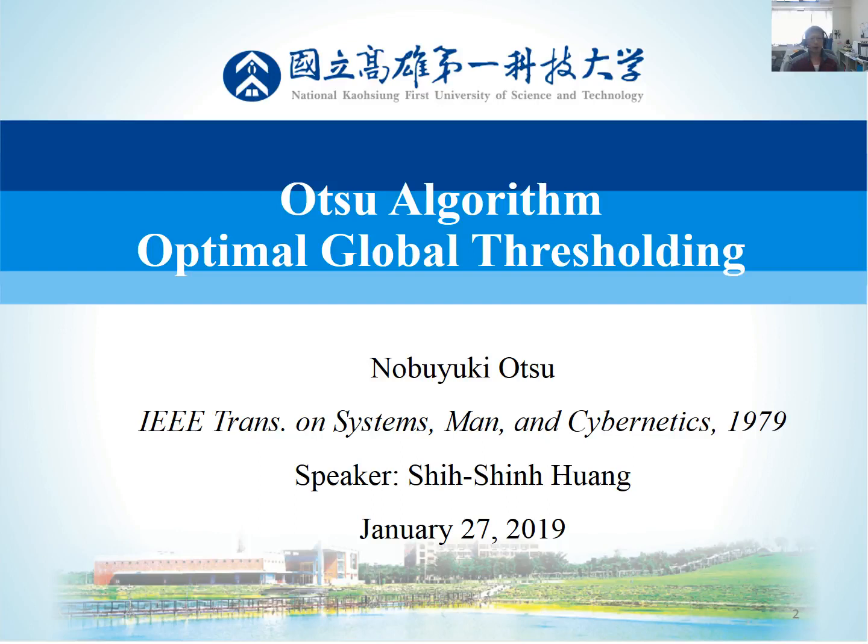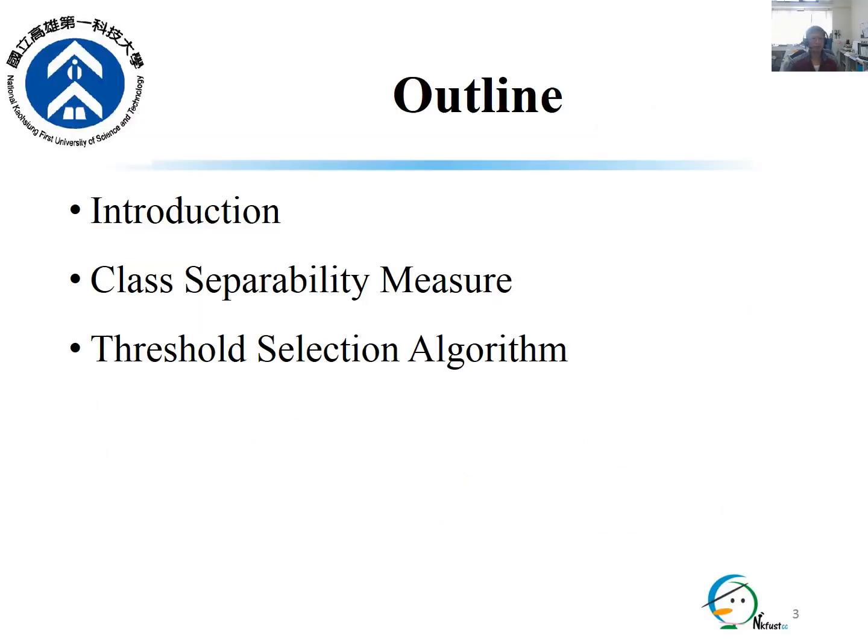Today, I want to talk about the Otsu algorithm, which is a kind of global thresholding. The Otsu algorithm was first published in IEEE Transactions on Systems, Man, and Cybernetics in 1979, and it is widely used in the computer vision area.